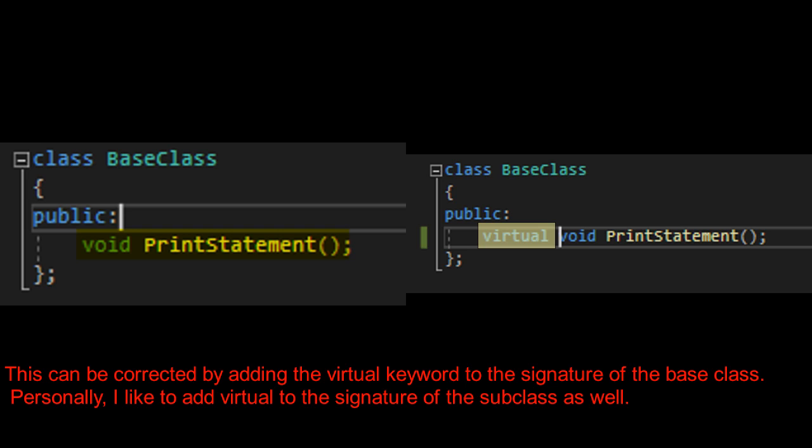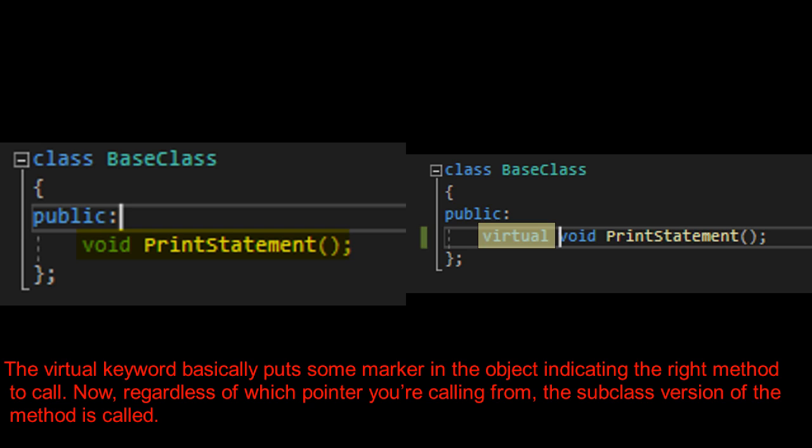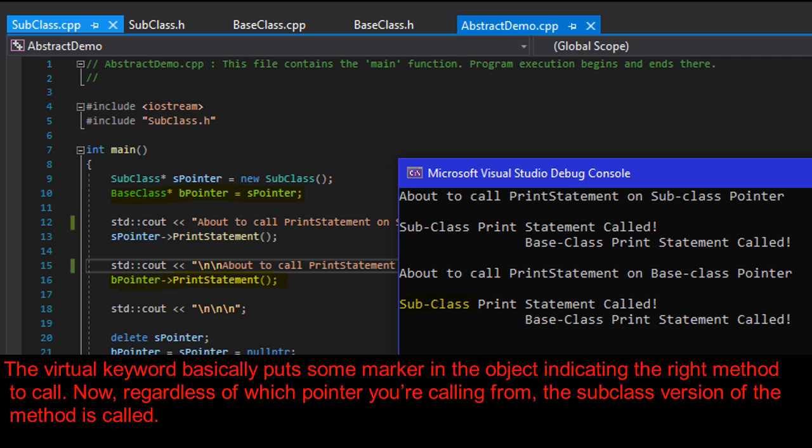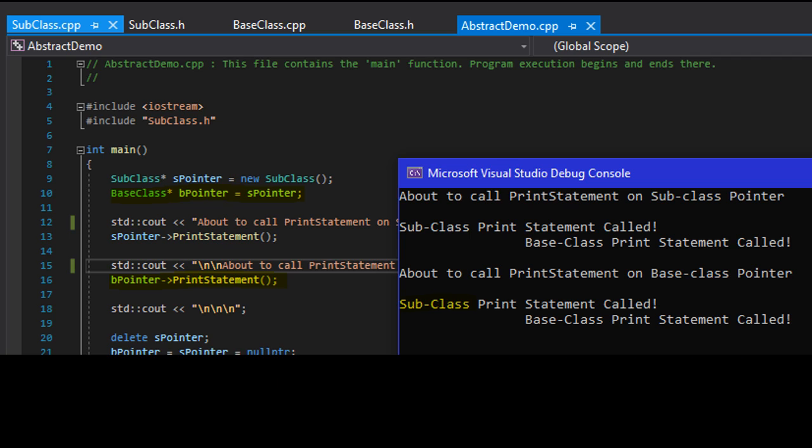Personally, I like to add virtual to the signature of the subclass as well. The virtual keyword basically puts some marker in the object indicating the right method to call. Now, regardless of which pointer you're calling from, the subclass version of the method is called.